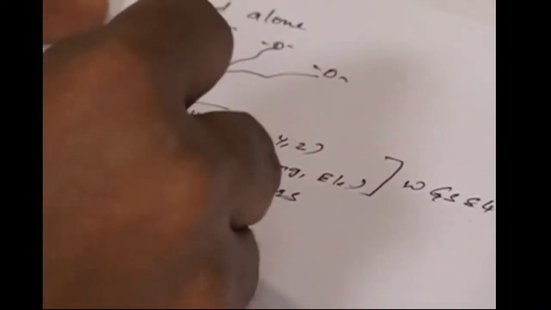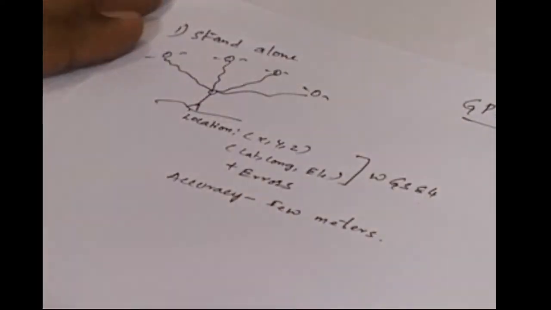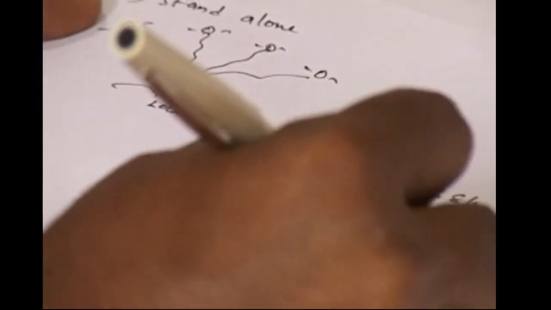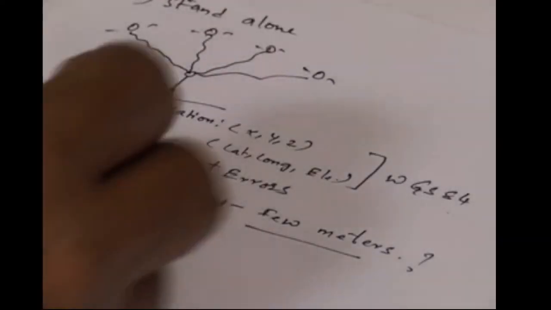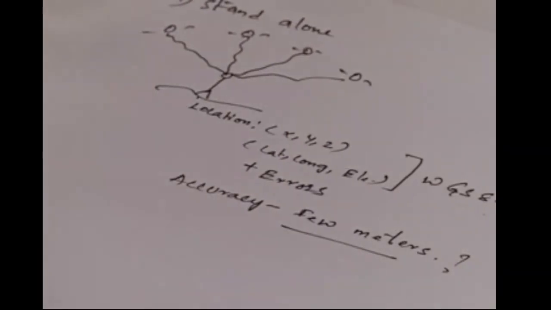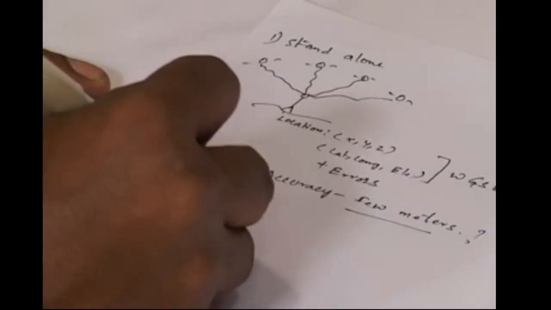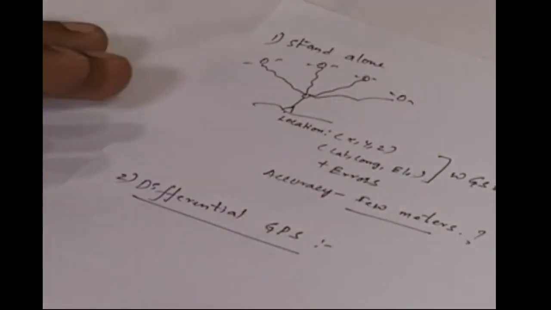So these errors will make the positional accuracy a few meters. Okay, so now our aim is to improve this accuracy. How to improve the accuracy? So for that, what we do is we go for another kind of surveying that we call the differential global positioning system survey.